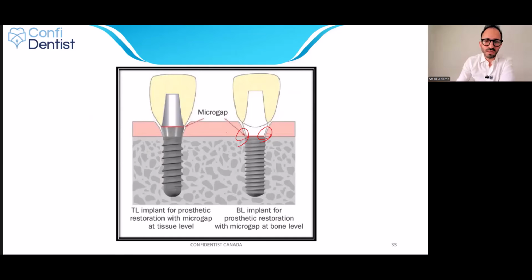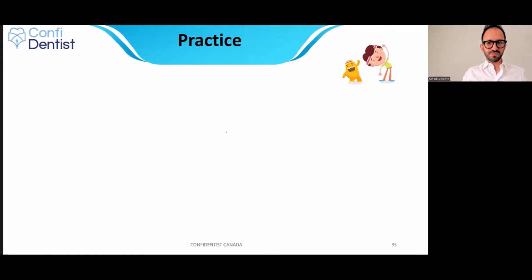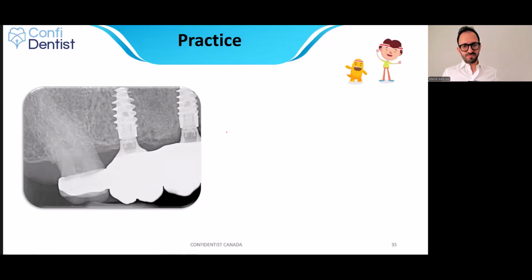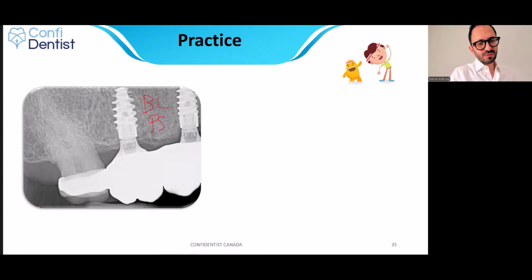I showed you in the case of the Biohorizons implant that we have a bone level implant without platform switching. Okay? So let's just see a few examples to see if you guys are able to tell the type of implant fixture. Starting with this one. I'll give you a couple of seconds, actually. So you guys should be able to tell very quickly. Yes, these are bone level implants with platform switching.